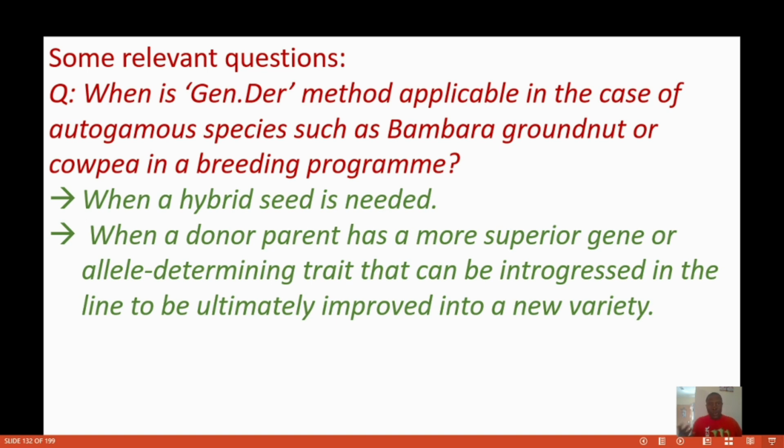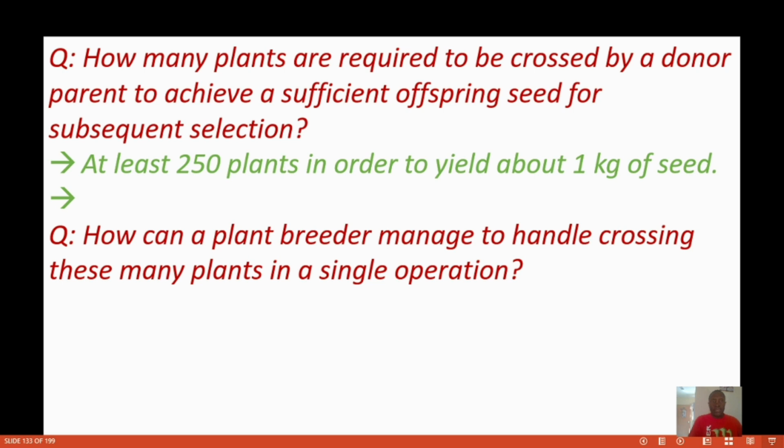Now, this is just a small question with an answer to help you see where we are going when we talk about the importance of sex at 6. And this is also to inform you. It's just something you should know. If you have a donor parent, remember, you need about 250 females to pollinate the donor on, so that in your F1 seed, you can expect to harvest about 1 kilogram of seed.